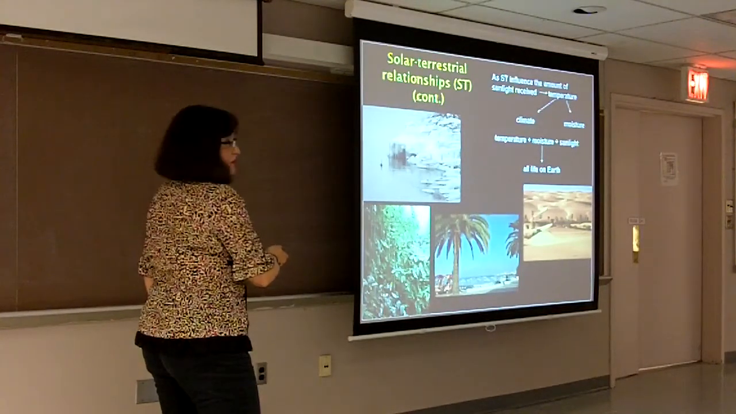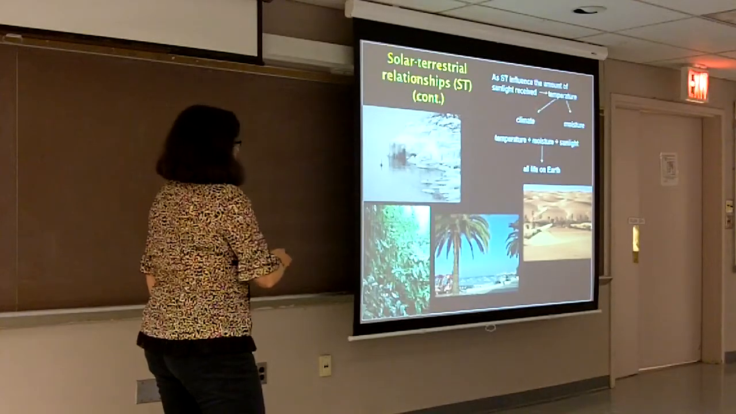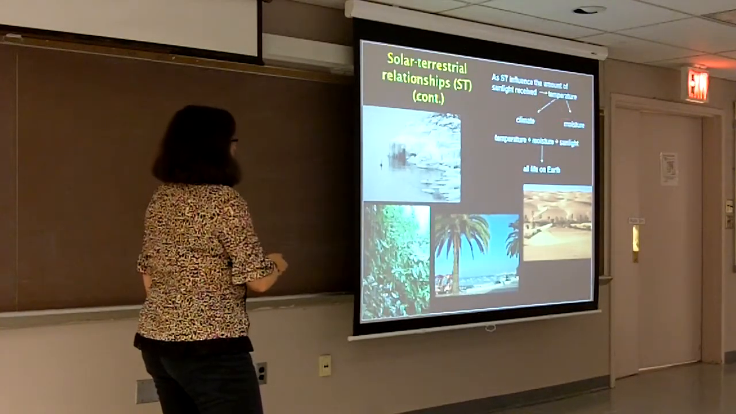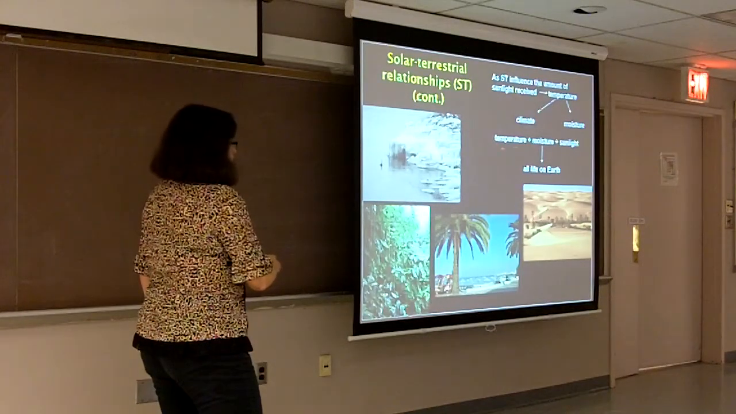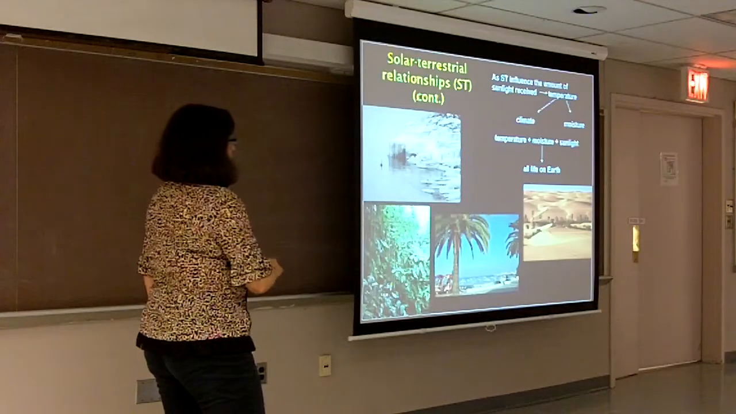So as the solar terrestrial relationships influence the amount of sunlight that the Earth receives, it obviously has an influence on the temperature that you register on the Earth. And the temperature is associated to the climate and to the moisture that you can measure on Earth. And finally, the temperature, the moisture, and the sunlight affect all life on Earth.